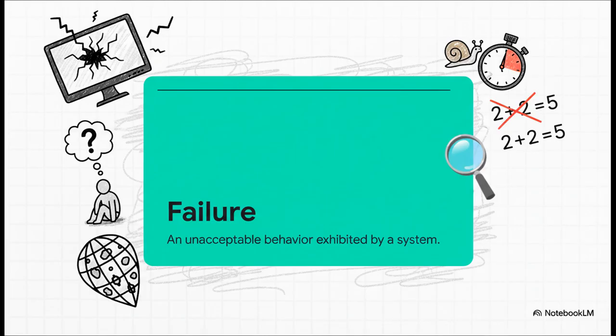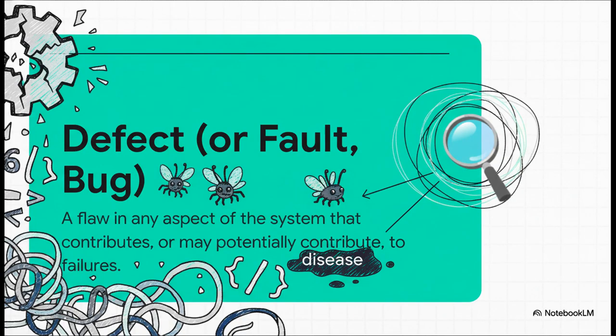Let's start with a failure. This is the part that everyone sees, especially the user. It's the moment the software doesn't do what it's supposed to do. It could be a full-on crash, sure, but it can also be more sneaky, like a wrong number in a report, the app freezing for a few seconds, or even just really unhelpful help text. Basically, if it breaks a promise made in the requirements, it's a failure.